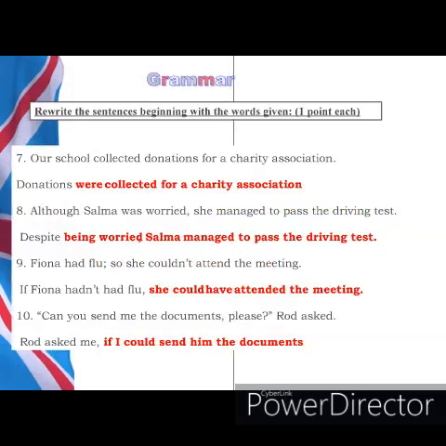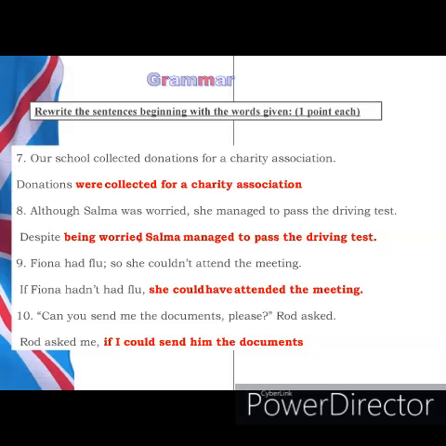Okay, so next sentence number 7. Our school collected donations for a charity association. So, of course, this is what? This is a passive voice sentence again, because it starts with donations, okay? Our school collected what? Donations. So, donations were collected for a charity association.